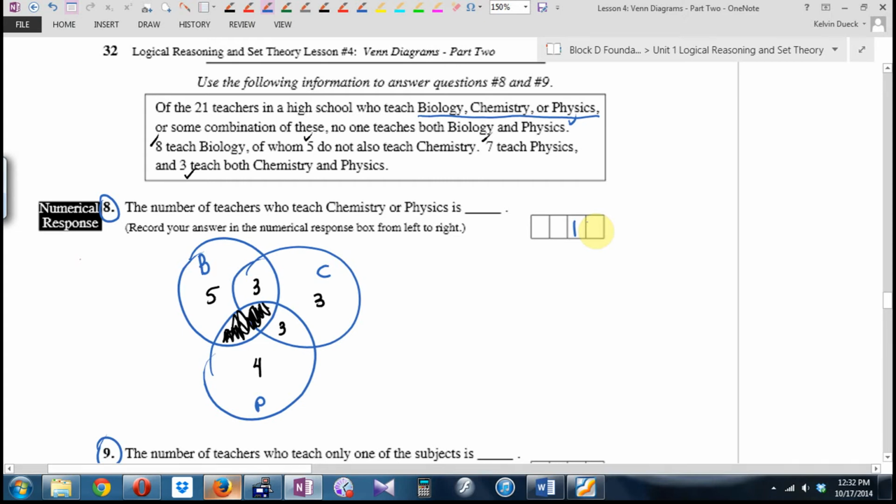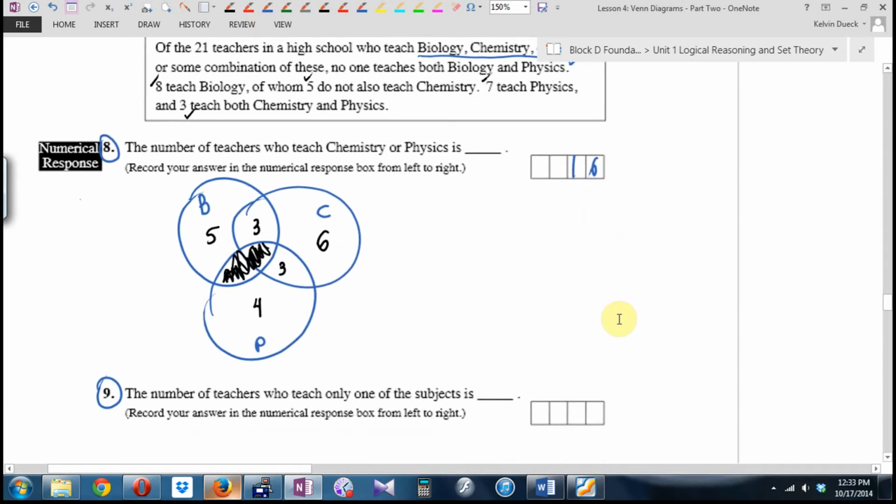Where's my 6? I did this last time. Where's supposed to be a 6? In the chemistry, someone said 3. It's a 6 because there's 15 teachers and 21, right? 6. There we go. I did the same mistake when I went over this with somebody either in class or after school. Dumb. At least I'm consistently dumb. 3 and 3 is 6, 12, 16. Okay? Number of teachers that teach only one subject, 5 plus 6 plus 4.